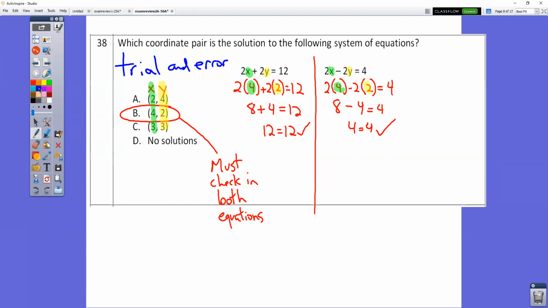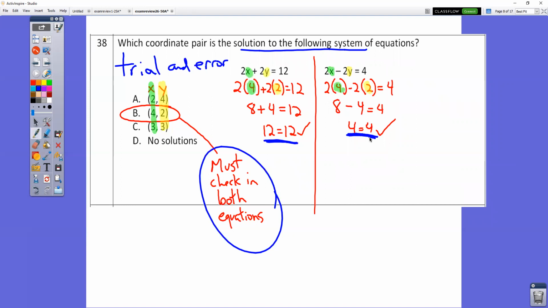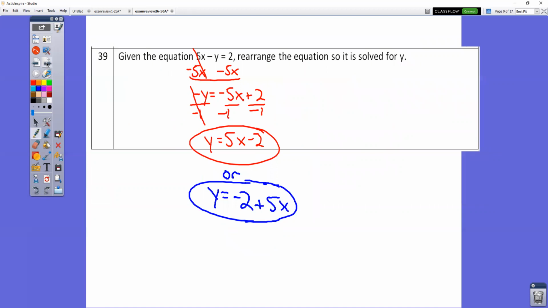In order for it to be a solution to the system, it has to check in both equations. Notice that we end up with 12 equals 12 and 4 equals 4. It has to check in both. If we subbed in A or subbed in C, it might check in one but not the other. It might not check in either one. It has to check in both equations. That one, the only way to do it is trial and error. This is one that a lot of people get wrong as well.